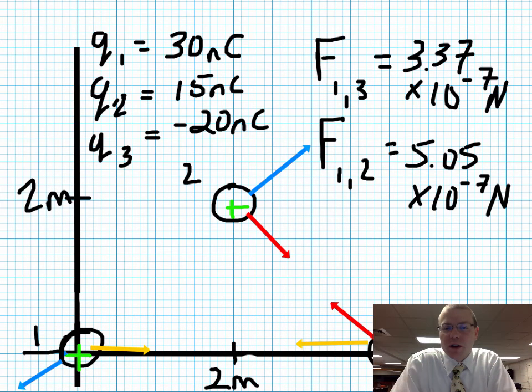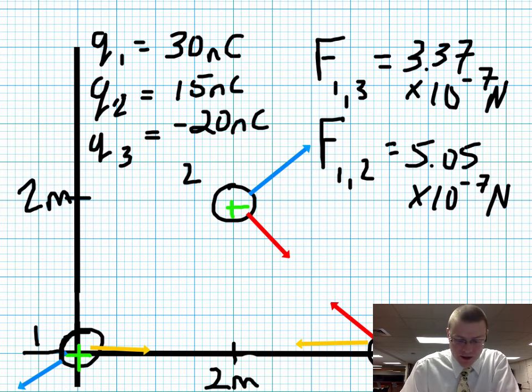Crunching out your work, you can see that 1 is repelled by 2 with 5.05 times 10 to the negative 7th newtons, and 1 is attracted to 3 with 3.37 times 10 to the negative 7th newtons. To find the total force on charge 1, the force from 3 is to the right. The force from 2 I have to break into components because it's at an angle. So I need its x and y components, which means I've got to figure out the angle it's being repelled at.